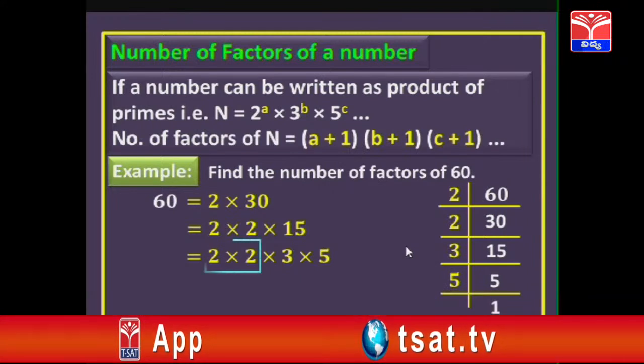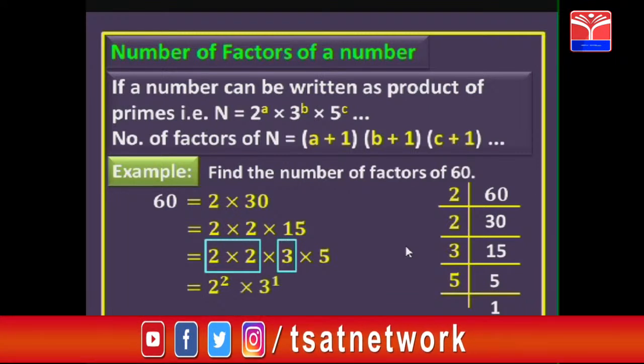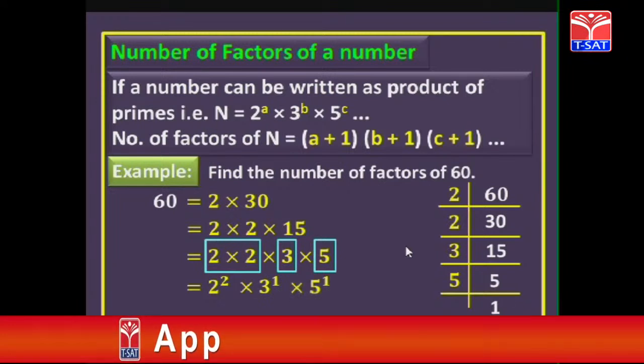So, if you notice here, there are two 2's, the product of two 2's. I can write it as 2 square. Into how many 3's are there, children? Only one 3. So, I write it as into 3 power 1. Now, what about 5? Yes, we have only 1. So, this is also written as 5 to the power of 1. Now, we have converted this 60 into the product of prime factors.